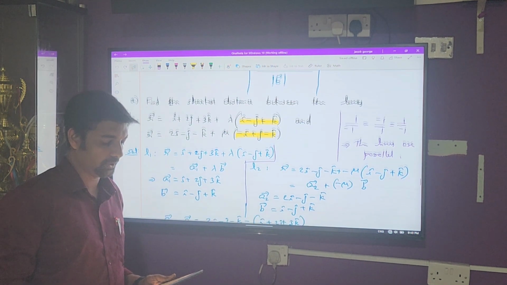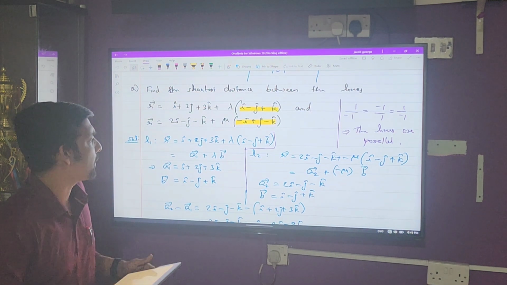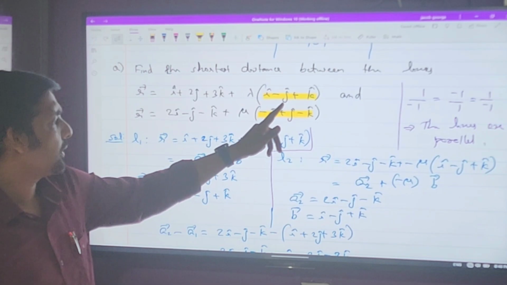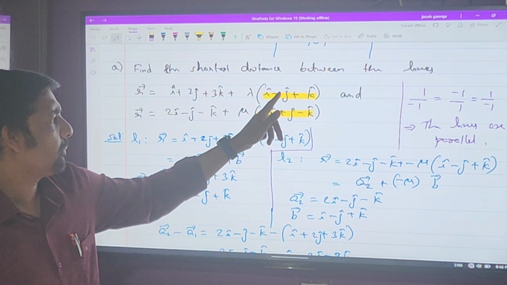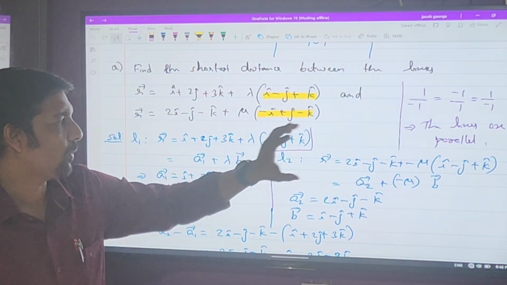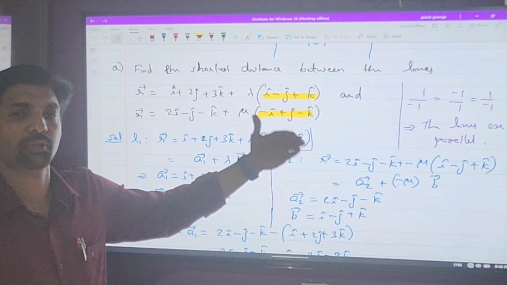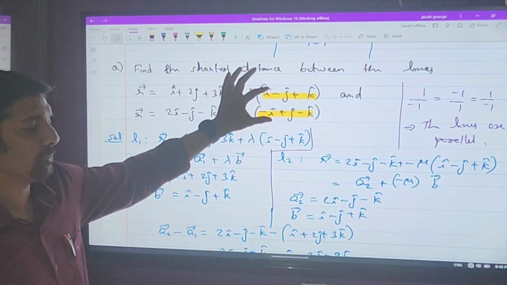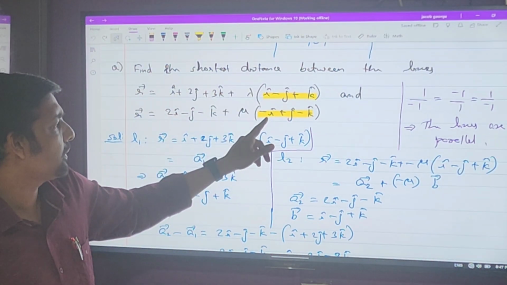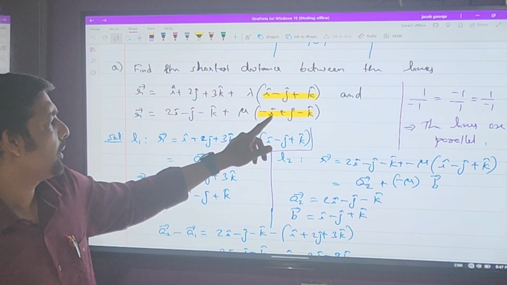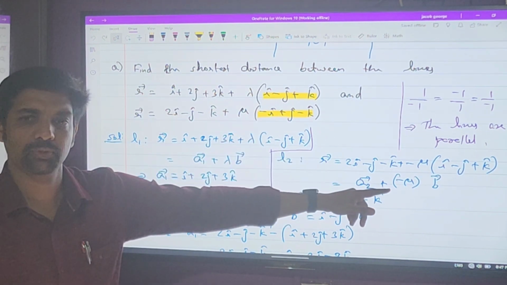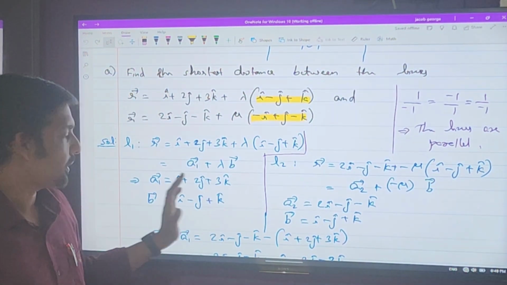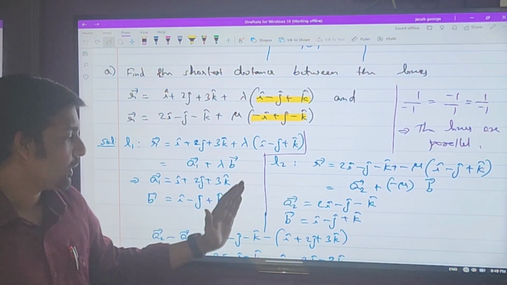So look at this question here. Find the shortest distance between the parallel lines. Here you can see the highlighted vectors: 1 by minus 1, minus 1 by 1, 1 by minus 1. All these are equal. When these ratios are equal, the lines are parallel. After finding out they are parallel, we have to make these two vectors the same. For that, from the second parallel vector, we have to take out minus as a common factor, like this, minus mu into vector b. And now we can easily compare these and write vector a1, vector a2 and vector b.